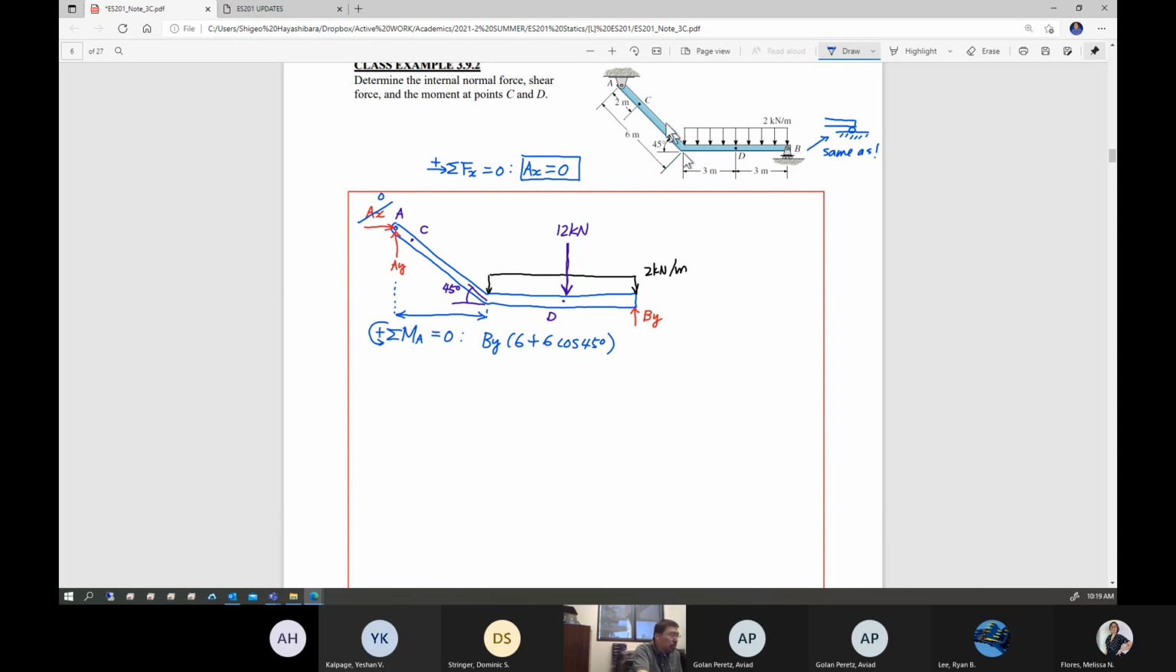This is going to create a positive moment around location A. That's right. And then this 12 kilonewton is going to create negative moment. 12 times, in this case, 3 plus 6 cosine 45. We are going to set equal to 0. Okay. This is going to give you By. By is 8.485 kilonewton right here.